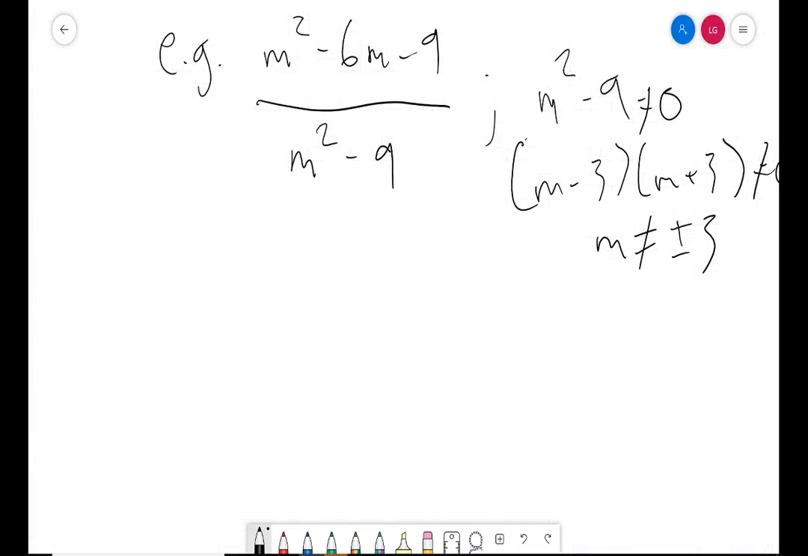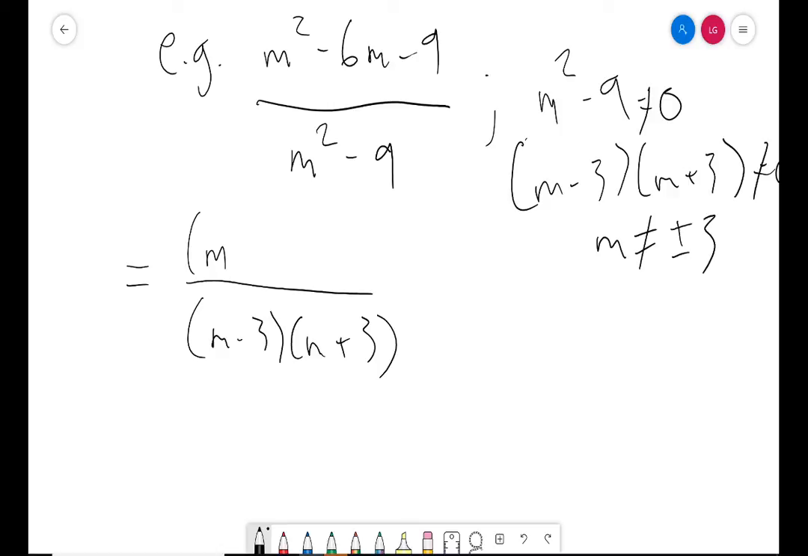Now, factoring is useful. So the bottom here is going to be m minus 3, m plus 3. The top, m minus... yes, I've made a mistake. Well, you know what? It may be useful to do this and then do the non-mistaken question. The top doesn't factor in whole numbers. It's stuck.